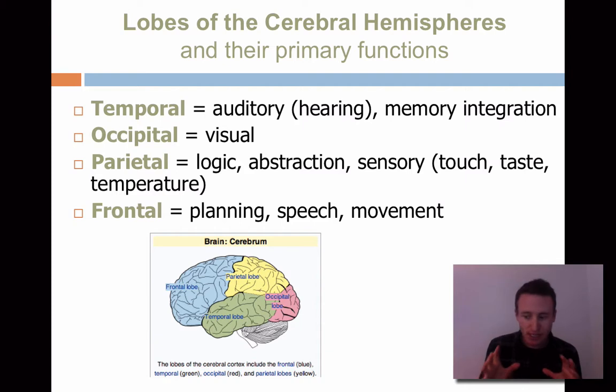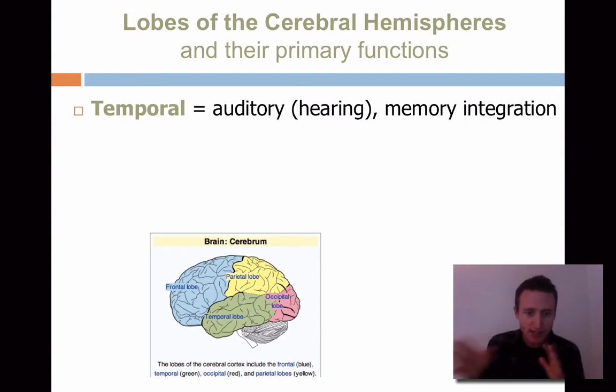Now, these lobes have a number of responsibilities, but what I want to highlight are just some of the primary functions of each. All right, so actually let's go back. Let's focus on one at a time. On the sides of our head, near the temples and the ears, are the temporal lobes. So easy to remember, the temporal lobe, it's near the temples, it's also right near the ears, and the primary responsibility here is auditory information, among other things like memory integration, but primarily researchers think about the primary function as auditory information. Second, we have the occipital lobe.